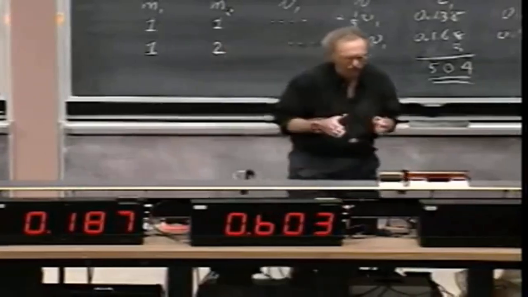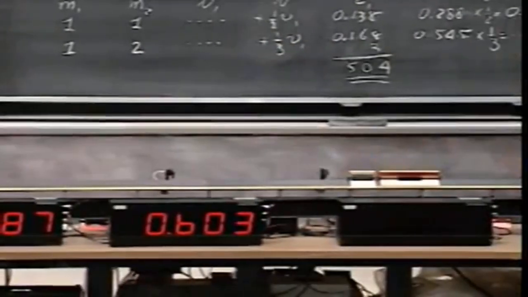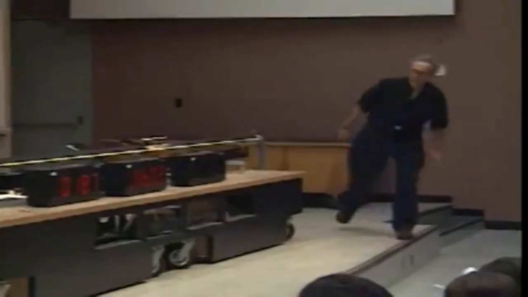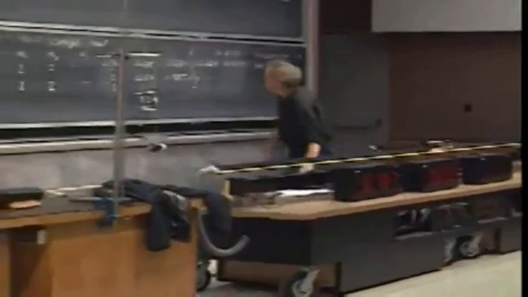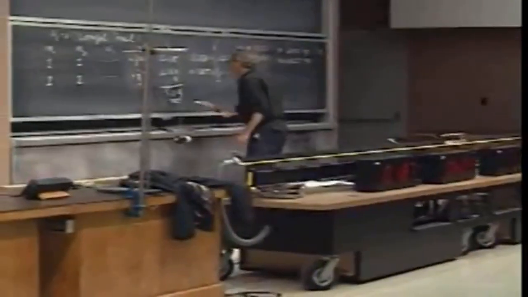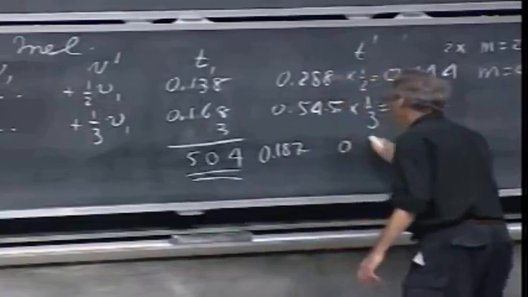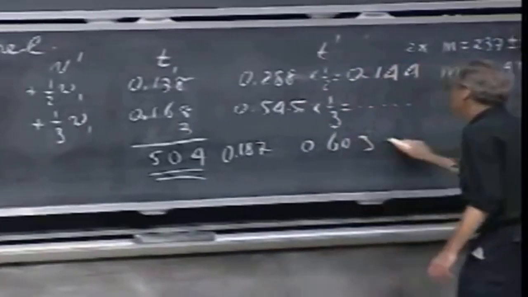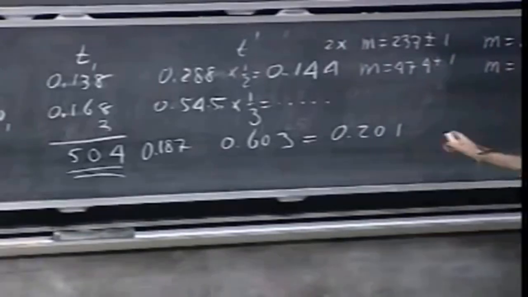Again, they bounced a little before they finally merged. 603, 187. If I divide this by 3, I get 0.201, and that is off again by about 13 units, about 7% difference. So it's a little bit more than the 5% that I allowed for.